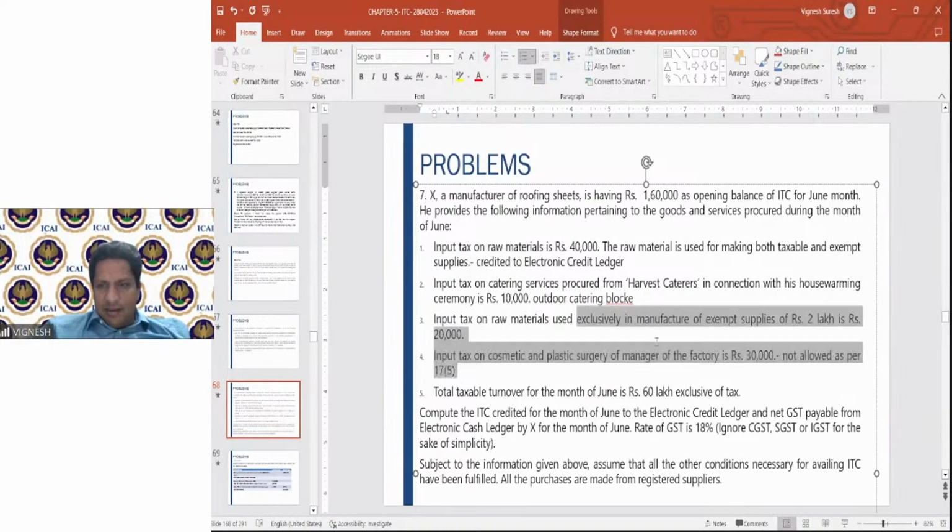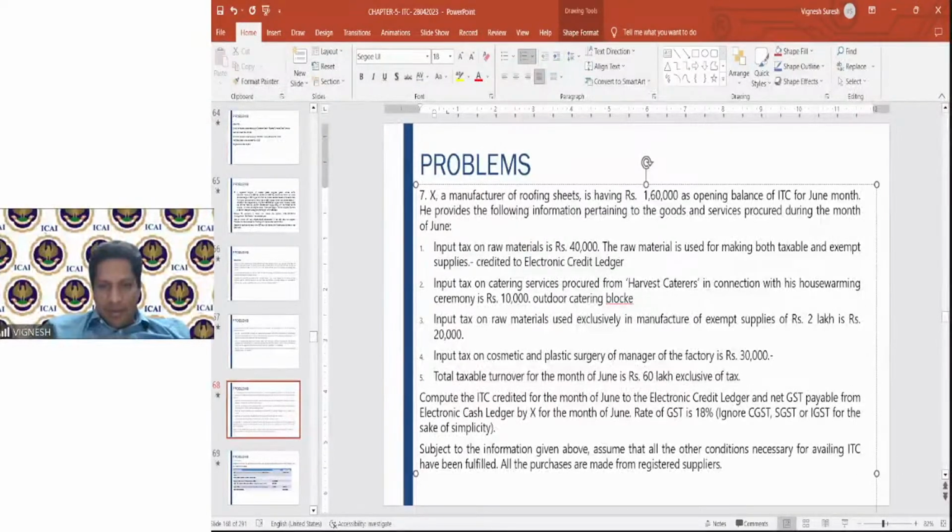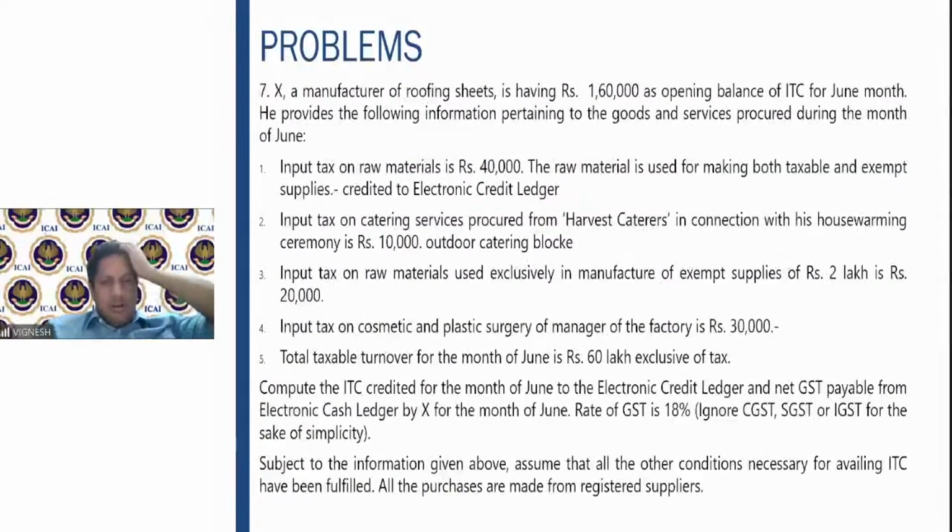The hints are here, so I'm just deleting them. So these are the inputs on raw material held exclusively for manufacture of exempt supply, cosmetic plastic surgery of manager. Total taxable turnover is 60 lakhs exclusive of tax. Compute the ITC credited for the month to the electronic credit ledger and net GST payable.